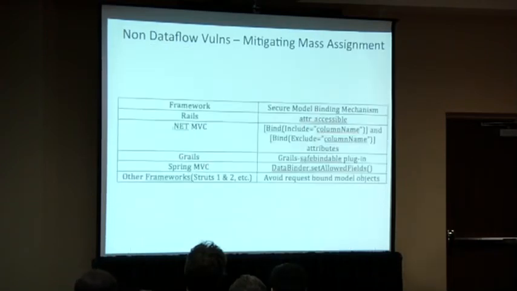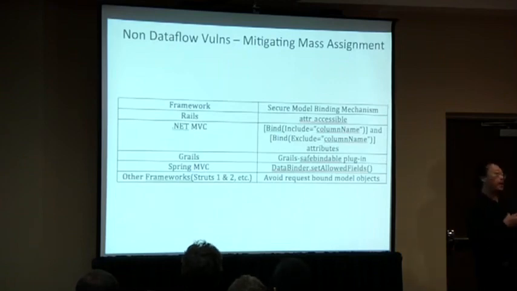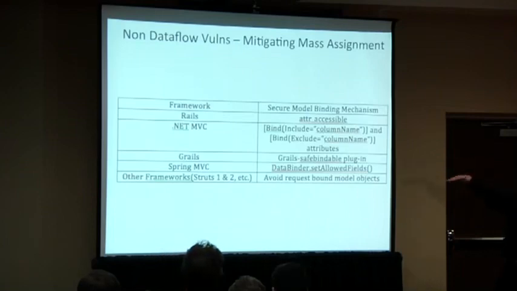So, talking about mitigations of mass assignment, you can specify that certain fields are not auto-magically bindable. You can use whitelists, you can use blacklists. It's preferable to use whitelists. Every one of these frameworks has something, except some of the frameworks don't. So you're kind of stuck implementing your own solution.